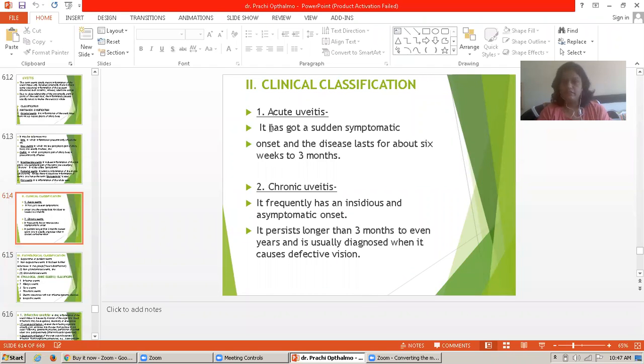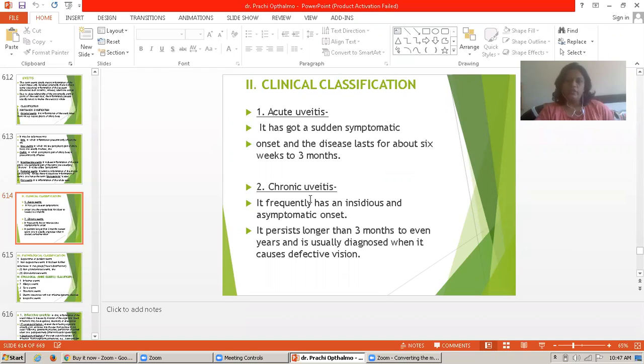When we learn about acute uveitis, it has a sudden symptomatic onset and the disease lasts for about 6 weeks to 3 months. So it has a sudden onset, that's why it is called the acute condition. And this lasts for 6 weeks, that is 1.5 months, to 3 months.